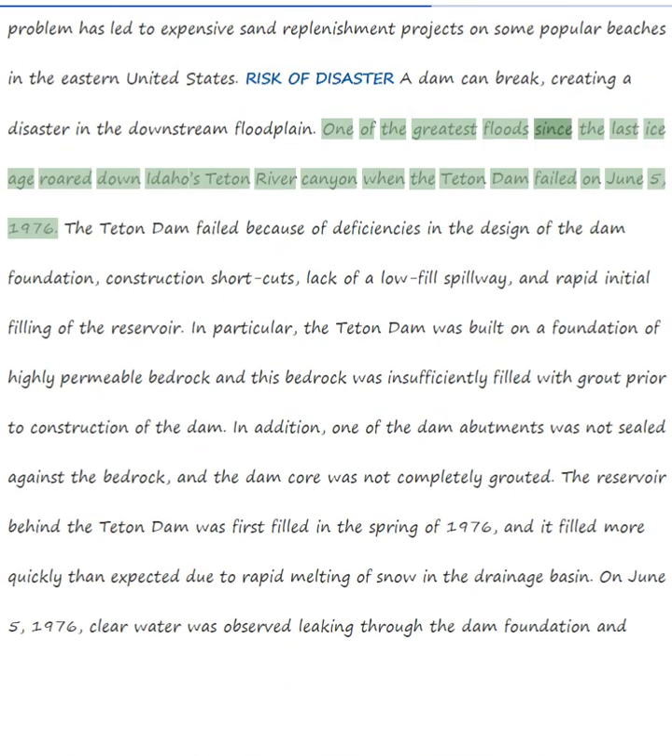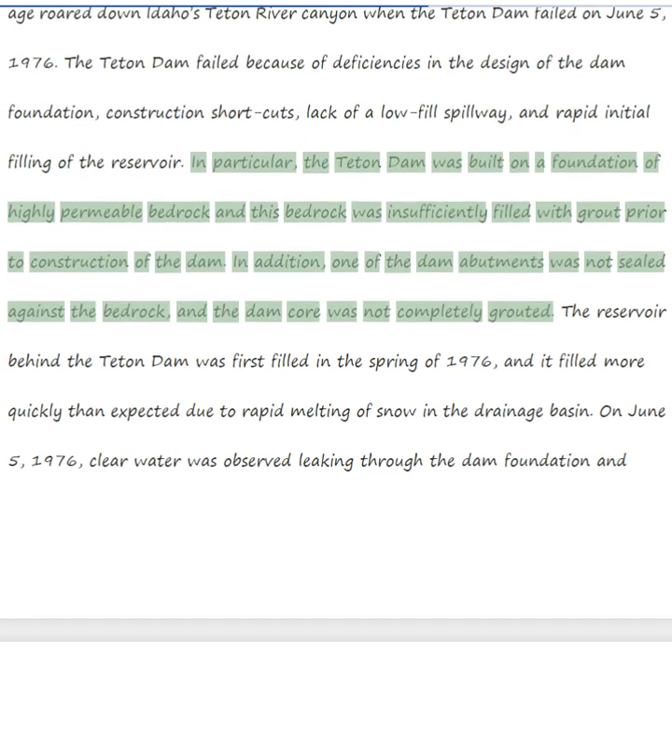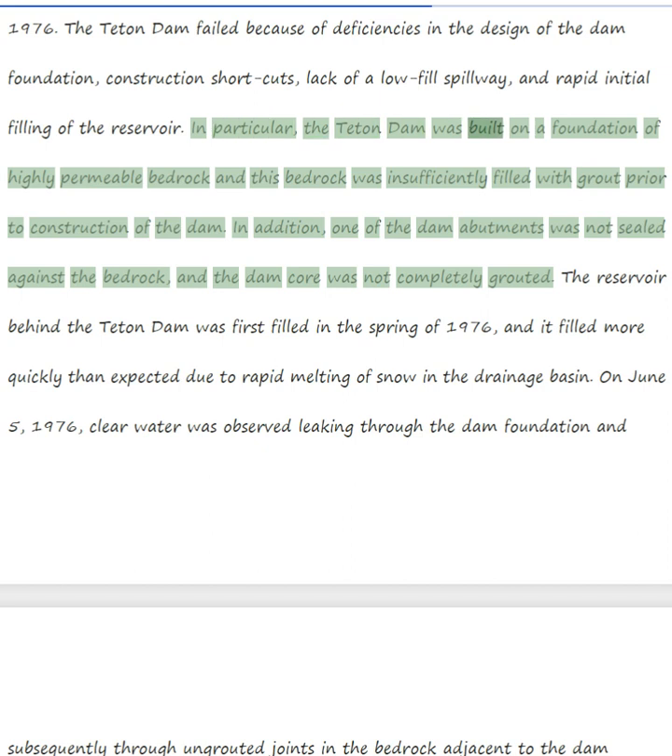One of the greatest floods since the last ice age roared down Idaho's Teton River Canyon when the Teton Dam failed on June 5, 1976. The Teton Dam failed because of deficiencies in the design of the dam foundation, construction shortcuts, lack of a low-fill spillway, and rapid initial filling of the reservoir. In particular, the Teton Dam was built on a foundation of highly permeable bedrock, and this bedrock was insufficiently filled with grout prior to construction of the dam.